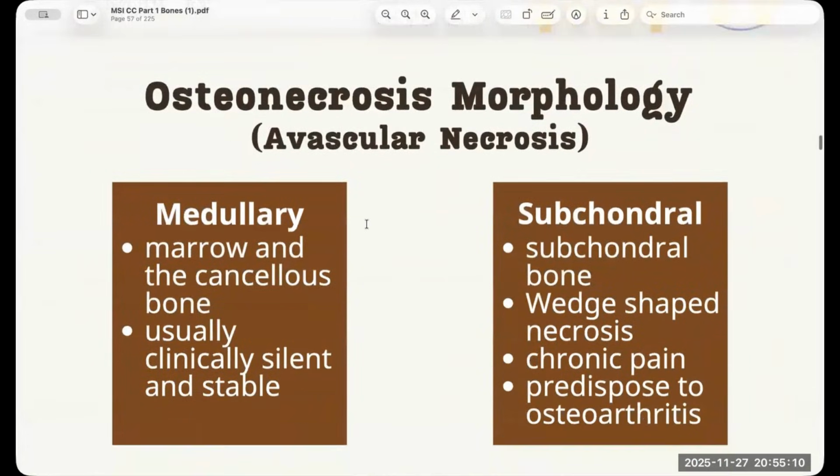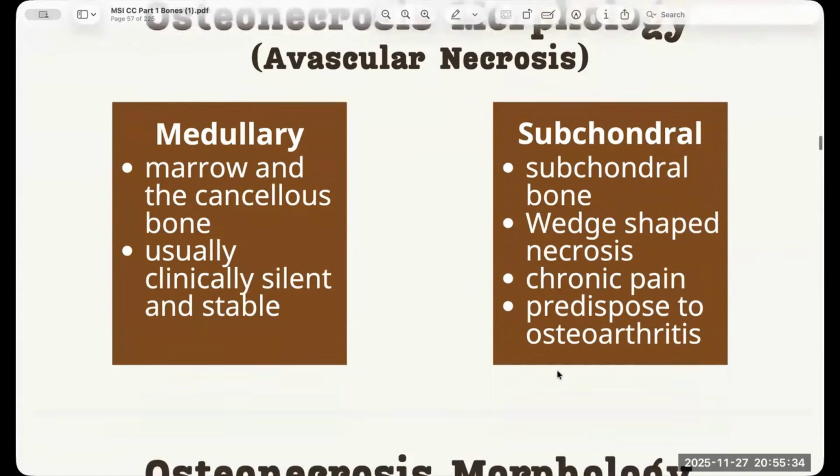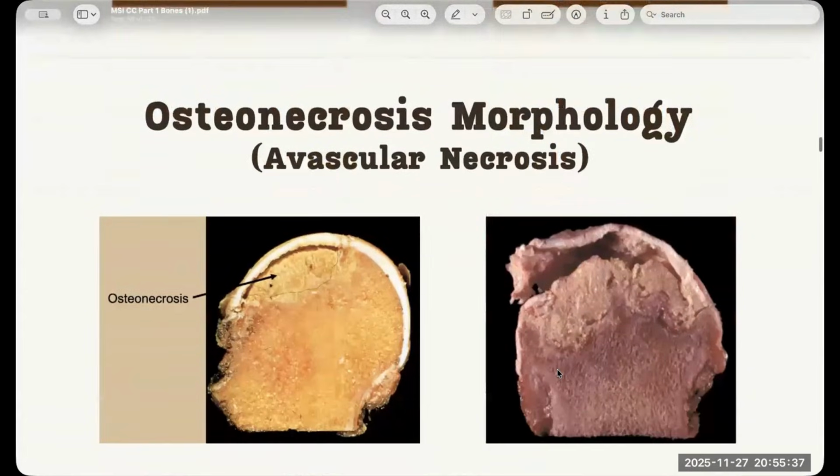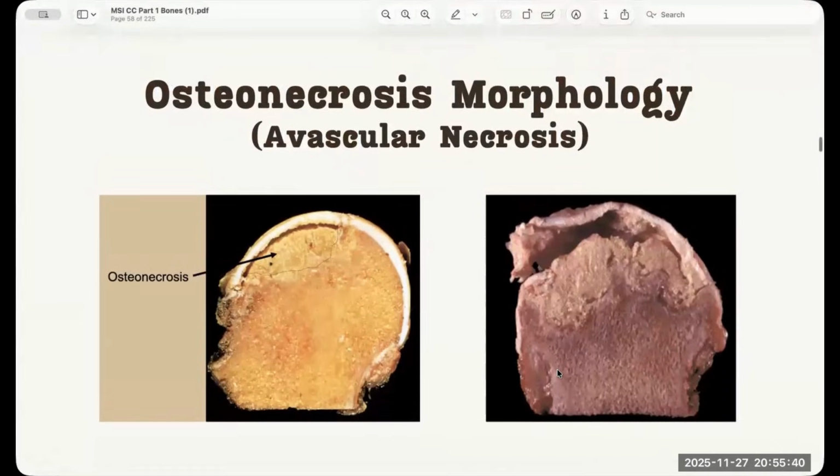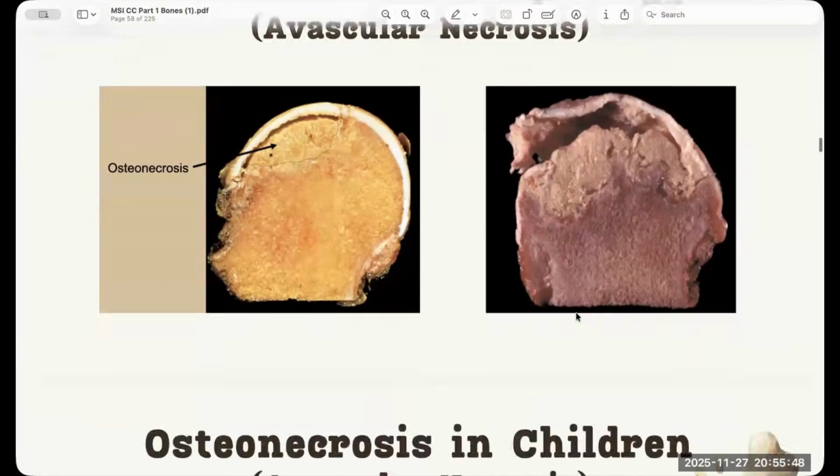All right. The morphology of it can be medullary or subchondral. So medullary can be in the bone marrow, the cancellous bone, and it's usually clinically silent and stable. Subchondral, however, is in the subchondral bone, of course. It's wedge shaped, so it shows as a wedge-shaped necrosis, and it has chronic pain and predisposes the patient to osteoarthritis, which we'll be talking more about later on when we go to the joints part of the crash course. Here are some pictures to show the necrosis and the wedge-shaped necrosis here and there.